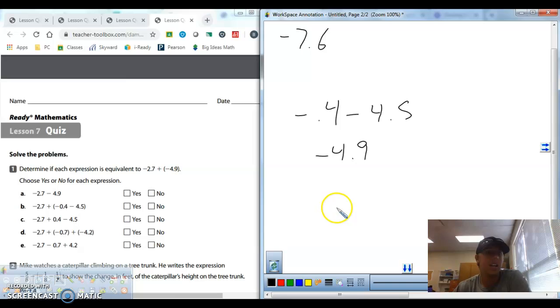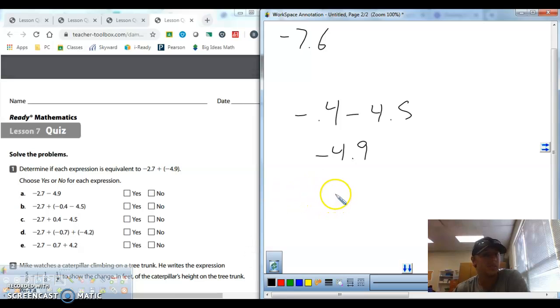Okay. So next one, we've got plus positive 0.4 minus 4.5. Well, if this one plus negative 0.4 minus 4.5 is true, then this one definitely can't be true. Okay, you don't have to do any math. You can just see that that's not going to be true because there's a difference. This is plus negative 0.4. This is plus positive 0.4. So obviously that's going to be no.